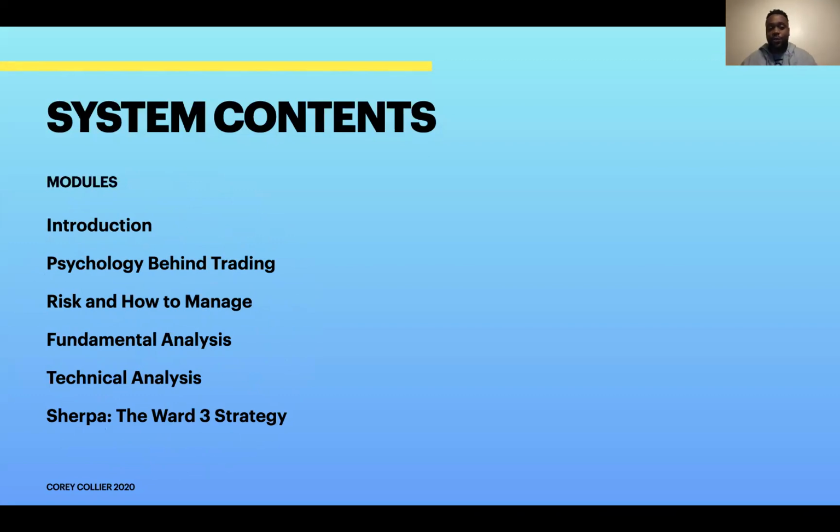Then we're going to get into the psychology behind trading tomorrow. Wednesday is going to be risk management and how to manage it. And then we'll actually set up the actual Sherpa template. And then Thursday, we get into fundamental analysis. And then Friday, we get into the technical analysis and the Sherpa War 3 strategy, okay? So Thursday and Friday are the fun days, guys.